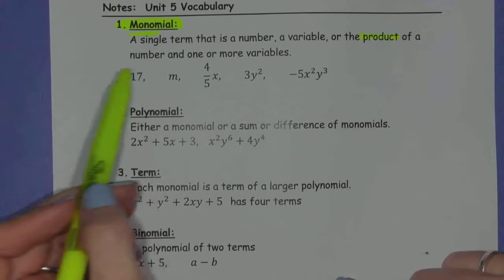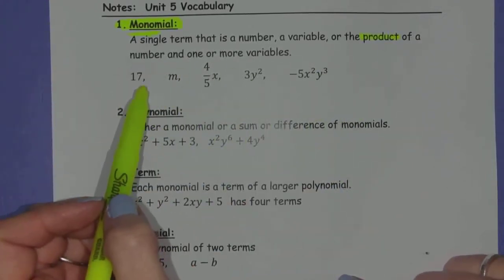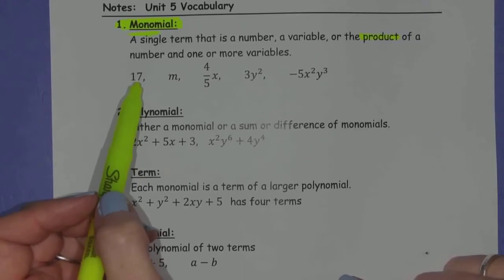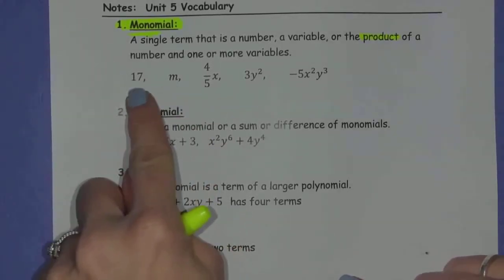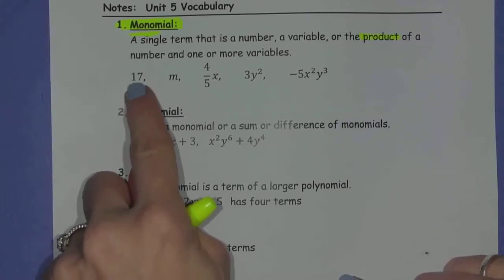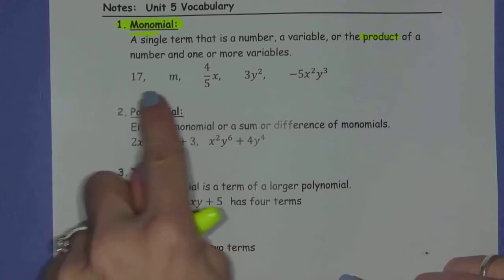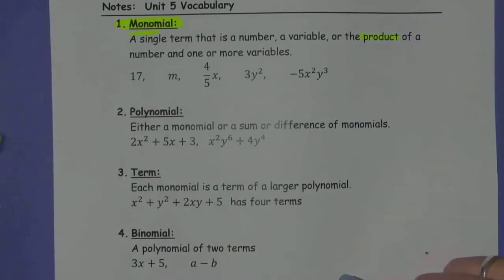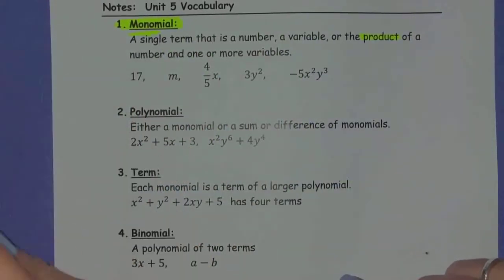What I want you to notice about the monomials is there are no plus signs or minus signs that connect more than one term. Like if I would take 17 plus m, it would no longer be a monomial. So a monomial is just a single term with numbers and variables possibly being multiplied together.